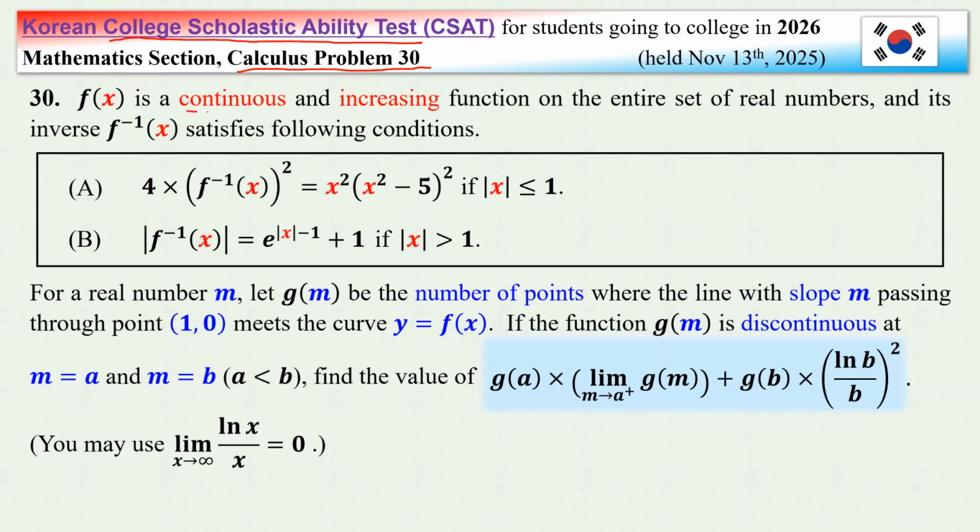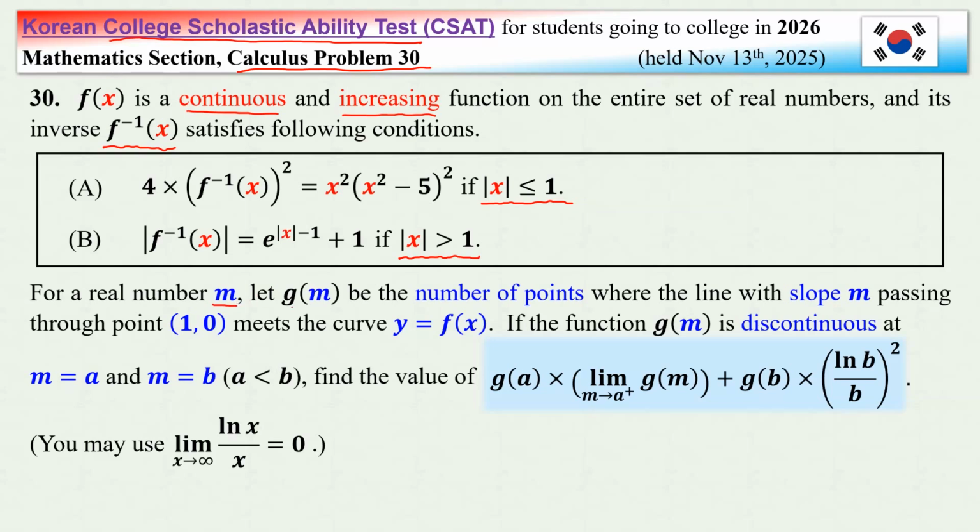f(x) is a continuous and increasing function on the entire set of real numbers, and its inverse satisfies the following conditions. Condition A: 4 times (f inverse of x) squared is equal to x squared times (x squared minus 5) squared if the absolute value of x is less than or equal to 1. Condition B: the absolute value of f inverse of x is equal to e to the power of (absolute value of x minus 1) plus 1 if the absolute value of x is greater than 1.